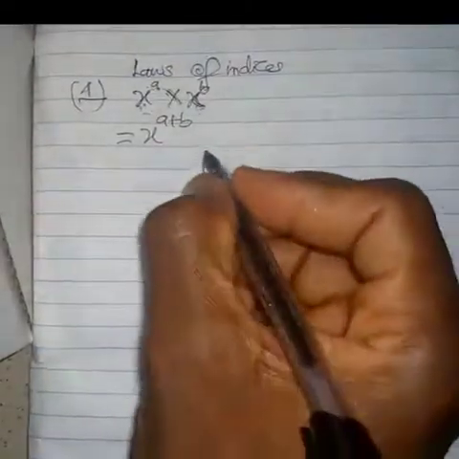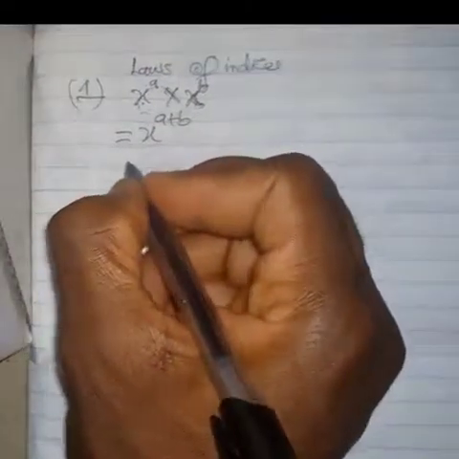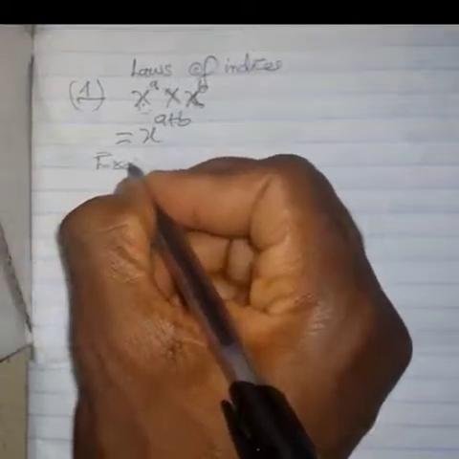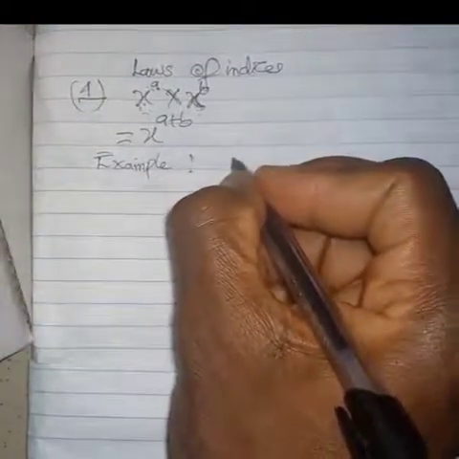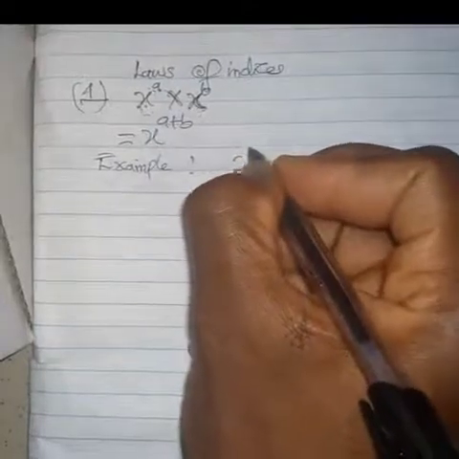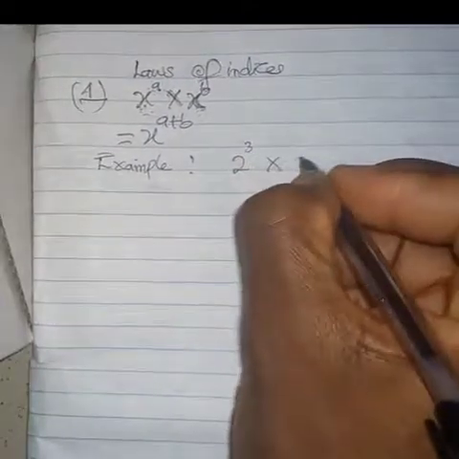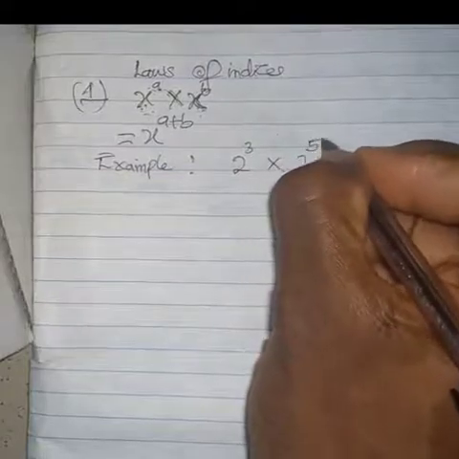So for example, if you have something like this, let's make it very simple, 2 raised to power 3 multiplied by the same 2 raised to power 5.